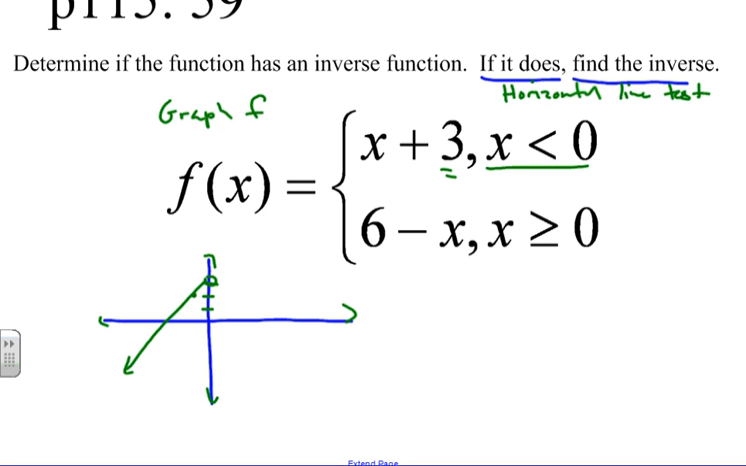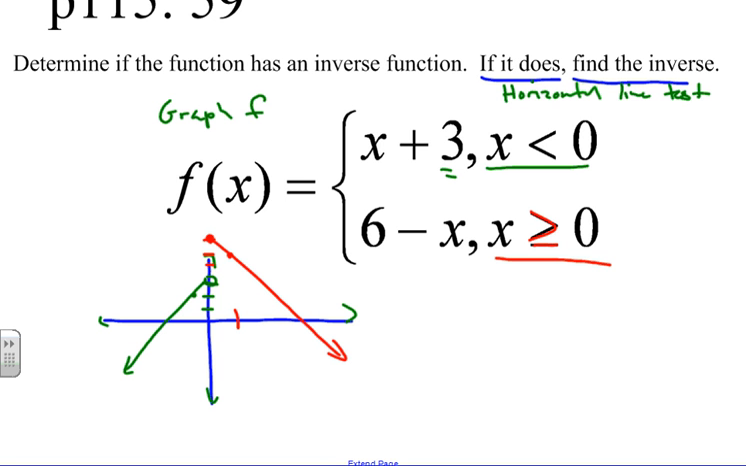Then for my other graph, I'm going to plug that in there and get 6. 1, 2, 3, 4, 5, 6. It's going to be a closed circle because it can equal. And then I'm going to plug in 1. When I plug in 1, what I have then is 5. 1, 2, 3, 4, 5. At that point, and this is another line, so it goes on like this.